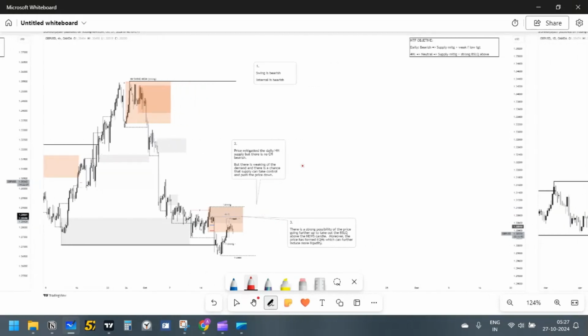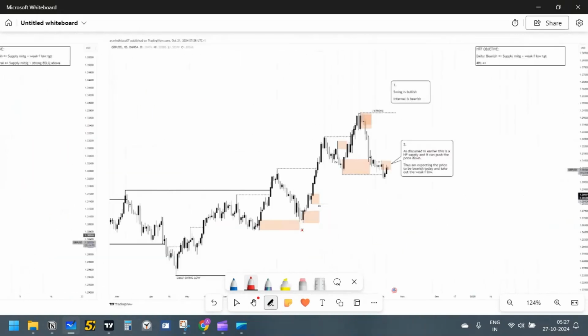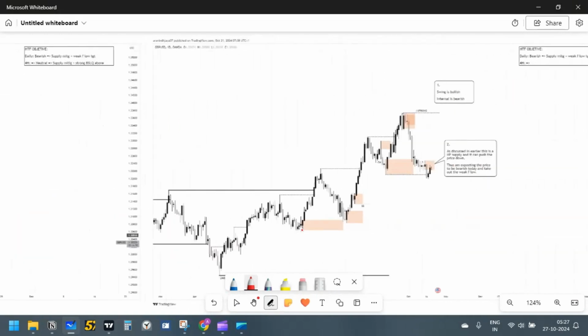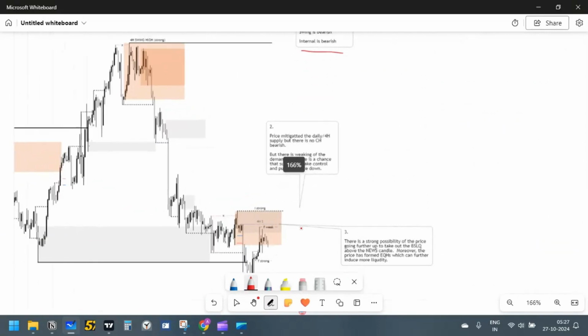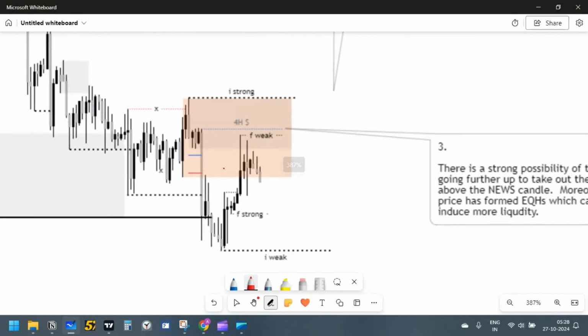So this is the 4-hour chart, and here you can see the swing structure is bearish, internal is also bearish. Let's zoom in. So here you go. This is the bearish high box, and this is the strong high, weak high, strong internal high, weak internal low of the 4-hour chart. So this is the internal structure that I'm dealing with currently. This is the fractal strong, and this is the fractal weak.